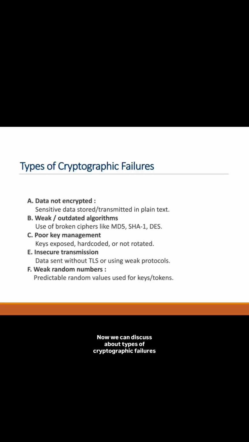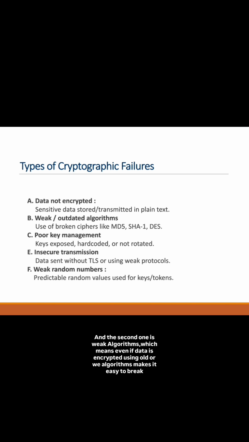Now we can discuss types of cryptographic failures. There are many types, but the main ones are data not encrypted, weak algorithms, poor key management, insecure transmission, and weak random numbers. So the first one, data not encrypted, which means sensitive data like passwords, records, or credit card numbers are stored or sent without encryption, like sending login credentials over HTTP instead of HTTPS. If it gets hacked, attackers can see everything directly.